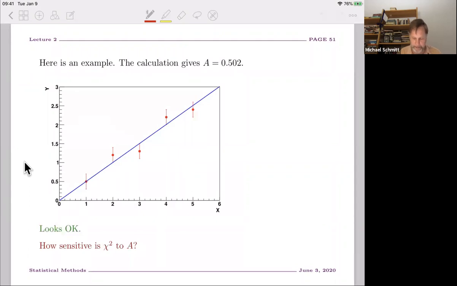Well, here's some data, 1, 2, 3, 4, 5 points. Calculation tells me that A is 0.502. I would say that that blue line matches the points rather well. Of course, they're a little bit above, a little bit below, but that's in the nature of random data. That's the way it should be. It looks okay. How sensitive is the chi-squared function to the value of A? Could I take 0.702? Could I take 0.499? How do I know? I see how much chi-squared is going to change. If chi-squared jumps from its minimum to some gigantic value, chi-squared min plus 92, that's bad. That means that value over here is not allowed.